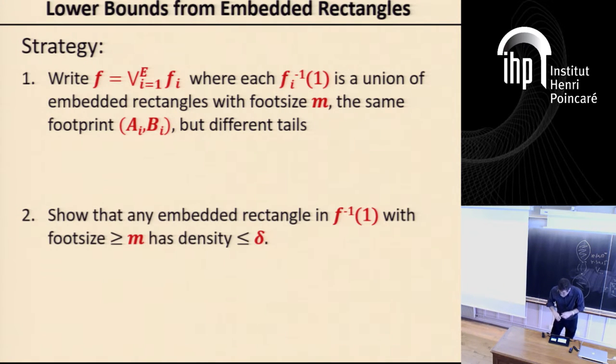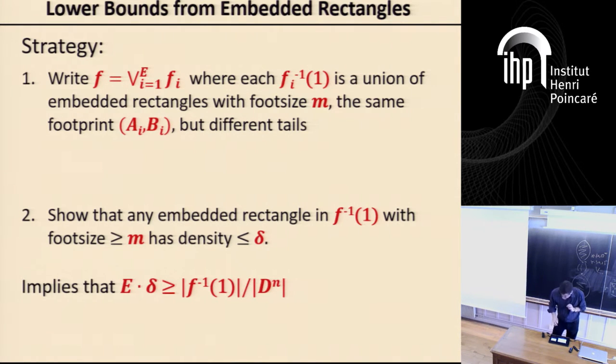And then the other thing is to show that any embedded rectangle with foot size greater than or equal to m has density at most some delta. Okay? So those are the two pieces. And if we have these two pieces, and this is important, so if you have questions, I want to make sure you get this, then we know that E, the number of F_i's, times delta has to be at least the ratio between the number of ones and the set of possible inputs.